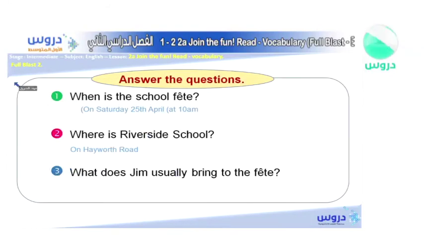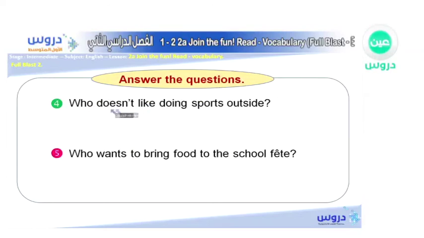So, what does Jim usually bring to the fete? He usually brings biscuits, that's right. So let's write it down, biscuits. Okay, so here are the three answers to the three questions. And now we have two more. I believe that will be quite easy, just like these three.